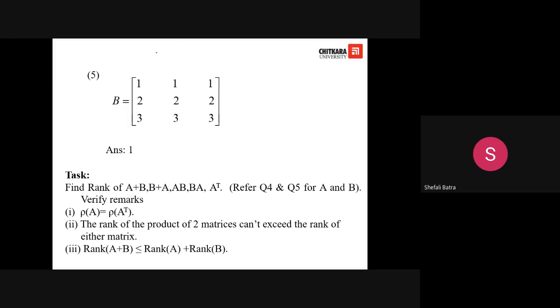Everyone knows the rank of this matrix would be 1, because this complete row and this complete row can be made 0 with the help of row operations. R2 implies R2 minus 2 times R1, and R3 implies R3 minus 3 times R1. Right? So this becomes 0, 0, 0, and this becomes 0, 0, 0. So only one non-zero row would be there, so the rank of this matrix would be 1. Right? So you need to verify all these remarks.